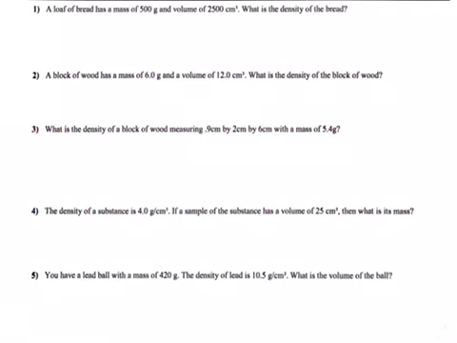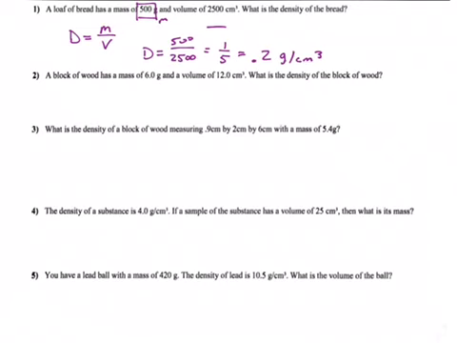So here we have a loaf of bread that has a mass of 500 grams and a volume of 2,500 centimeters cubed. What is the density of the bread? Remember, density is equal to mass over volume. Well, we've got our mass here, and we've got our volume here. So to find the density, we take the mass, which is 500, divided by the volume. In this case, we get that the density is 1/5, or 0.2 grams per centimeter cubed.